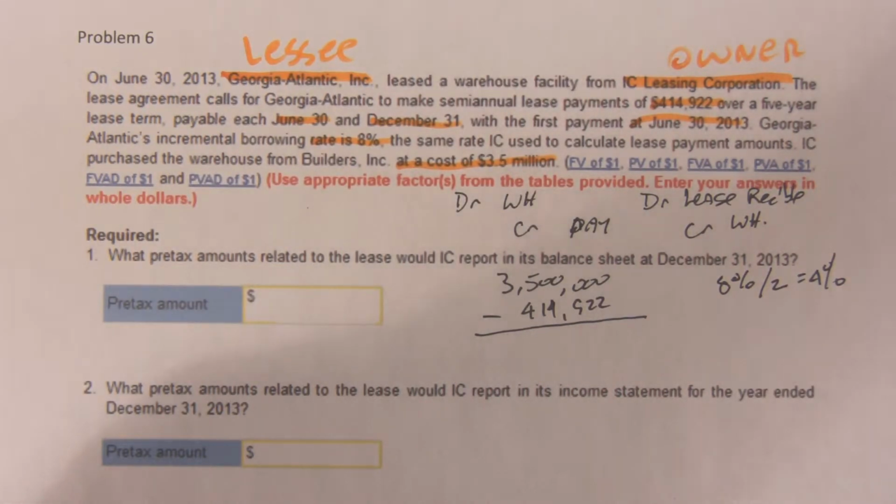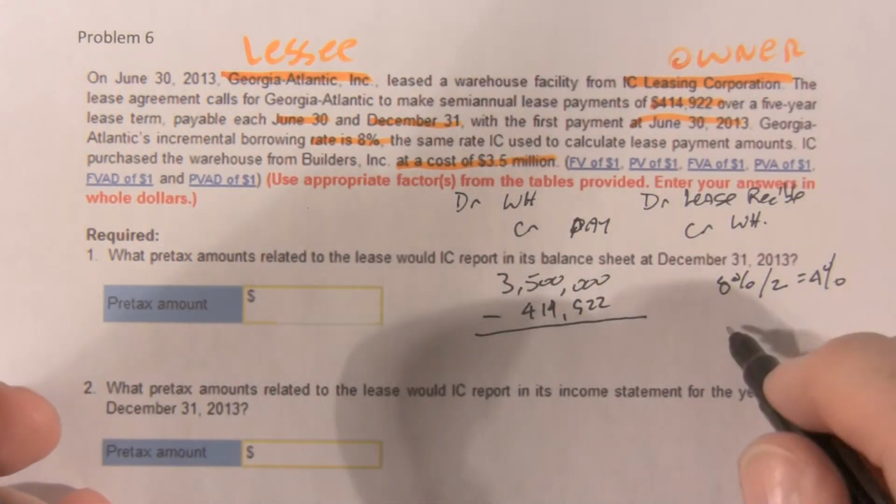I don't know what I did there, but we'll try it again. Oh, I see what I did. So we start again with the right numbers, $3,500,000 minus $414,922, and then we need 4% of that. Gives us $123,403 is the interest.